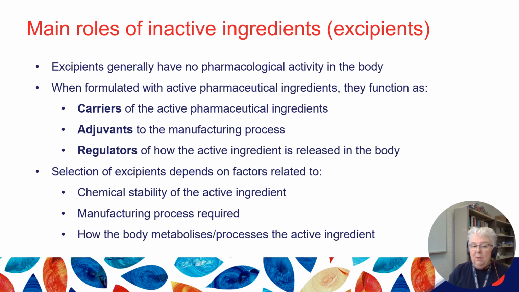When they're formulated with active pharmaceutical ingredients, they function as three things. So there's carriers, they carry the active pharmaceutical ingredient. They're adjuvants in the manufacturing process. So when powders go through machinery, things get stuck, things need to flow, and these adjuvants help the manufacturing process. They stop clumps of powder getting stuck in tablet presses and stuff like that. Regulators, and they also regulate how the active ingredient is released in the body.